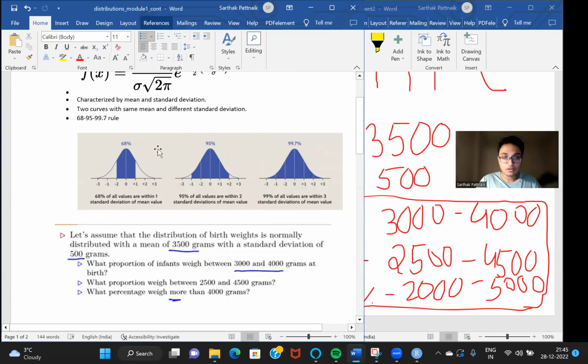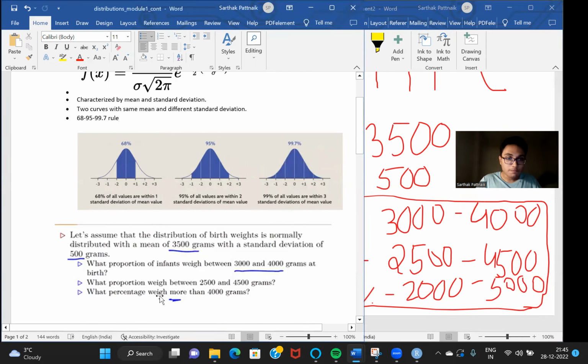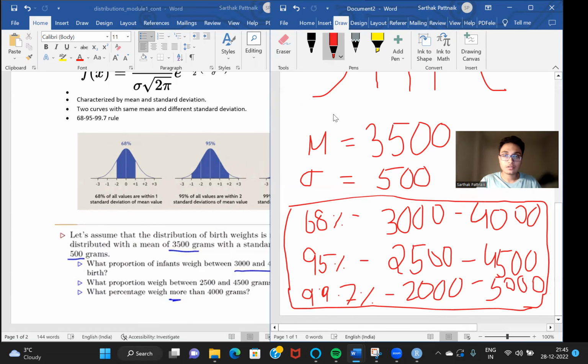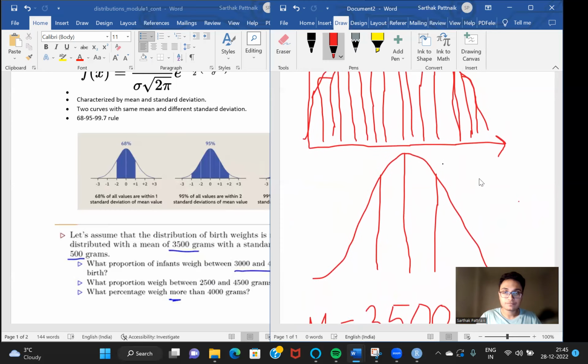What proportion weigh between 2,500 and 4,500? You know the answer, 95%. And what percentage weigh more than 4,000 grams? This is an interesting question. I'll keep this transfixed over here, but I'll move up into my distribution.